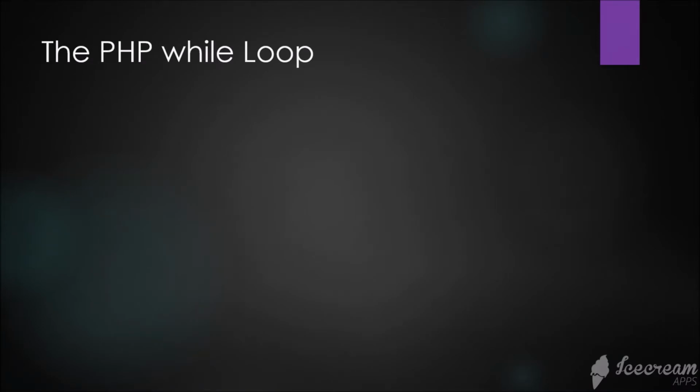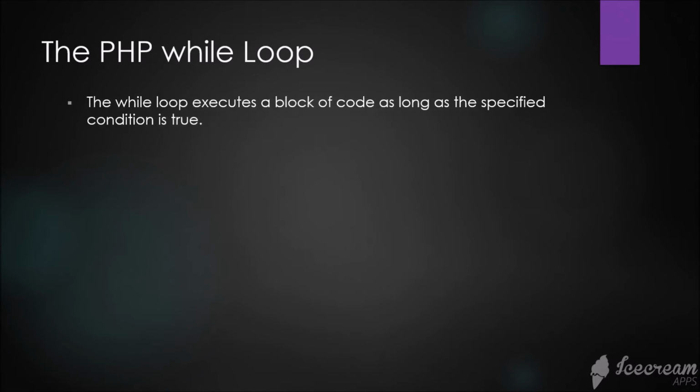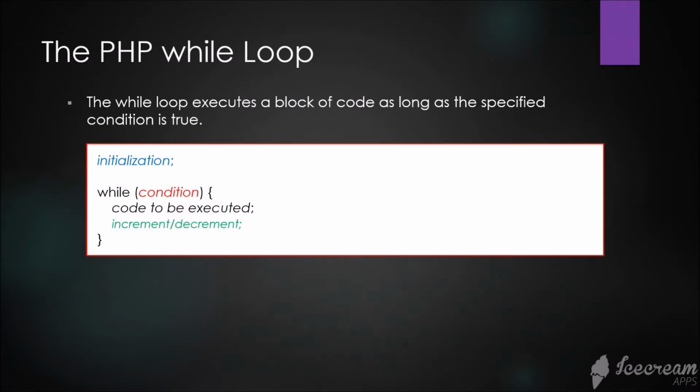Okay, the PHP while loop. The while loop executes a block of code as long as the specified condition is true. So we have here our syntax. First here is the initialization. Then this is the syntax: while, open and close parentheses. Inside the parentheses is our condition. Then the curly brackets. Within those curly brackets, this is where we put the executable code. Then we have the increment and the decrement. Okay?